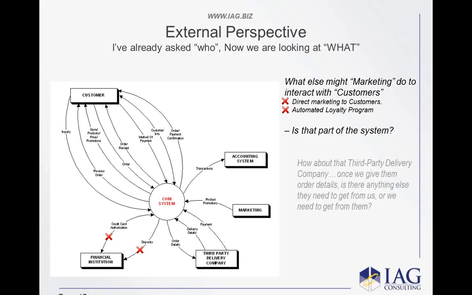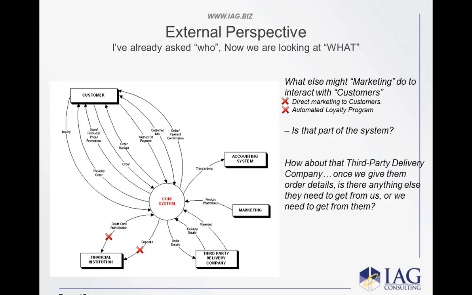Okay, fabulous. How about that third-party company that we have down in there? Once we give them the order details, is there something else that they need to get? We need to know. So what else do we need to get from those people?